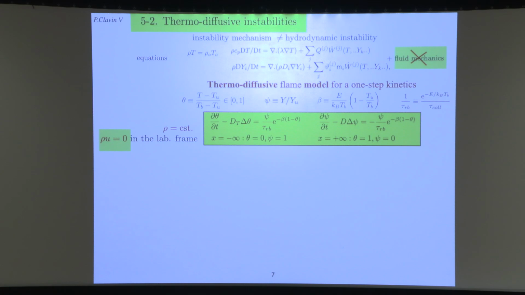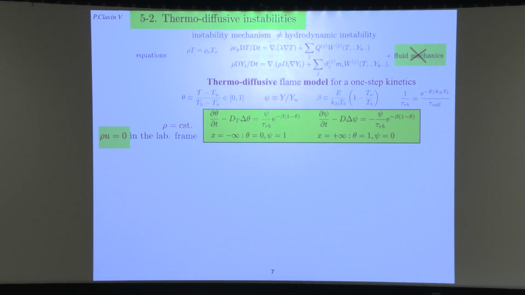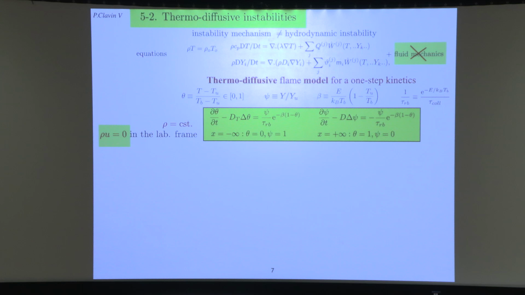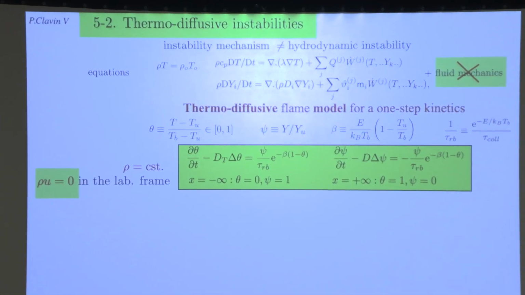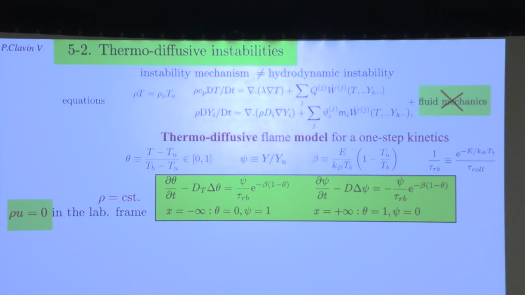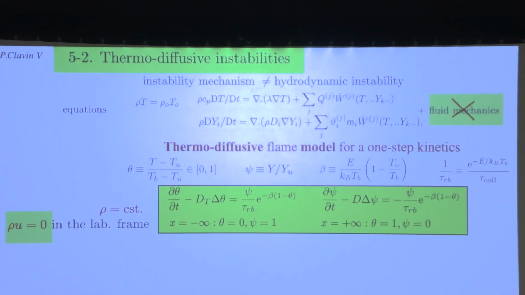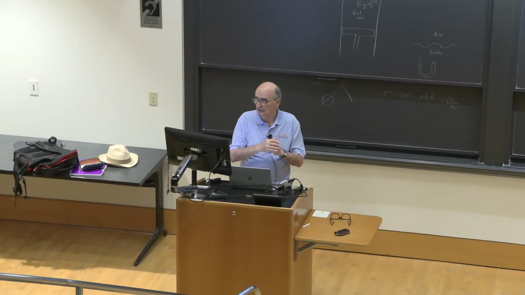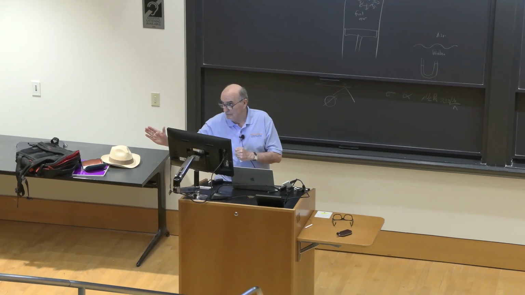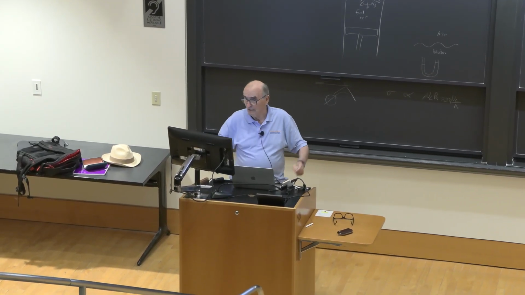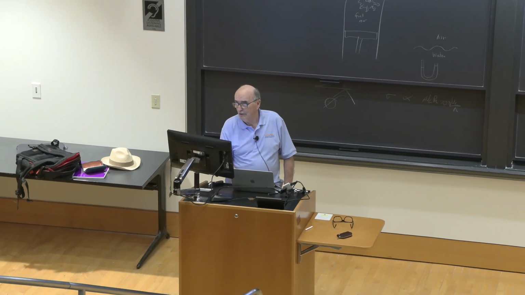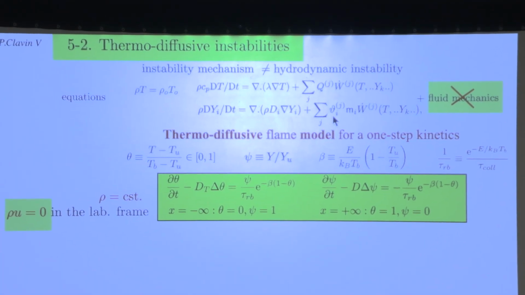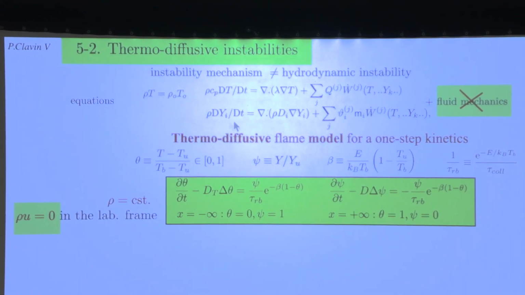Now, let me go to one of the very interesting problems. It is the thermodiffusive instability of flames. In order to understand this possible instability due to the transverse diffusion that I have just explained to you by hand, I kill the fluid mechanics to begin. If there is no fluid mechanics, I have again to solve only reaction-diffusion equations. All right? One for the temperature, one for the species.